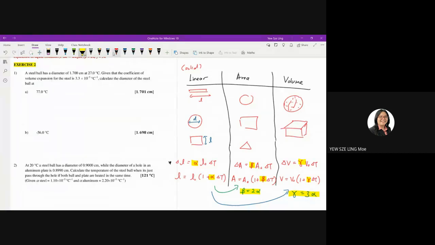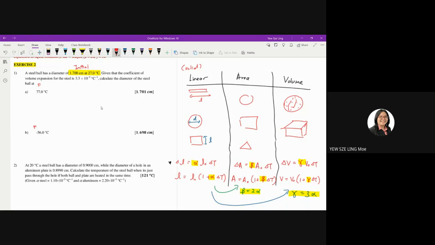So now let's see how to solve Question 1. A steel ball has a diameter of 1.7 cm at 27 degrees C. Given that the coefficient of volume expansion for steel is 3.3 times 10 to the power of negative 5 per degree C, calculate the diameter of the steel ball at 77 degrees C or at negative 56 degrees C. If you look at this question, you are given the diameter at a particular temperature, which is 27 degrees C. So I'm going to take this as my initial information. The question wants you to calculate the final, at 77 degrees C and also at negative 56 degrees C. So basically, you just have to repeat the same thing twice.